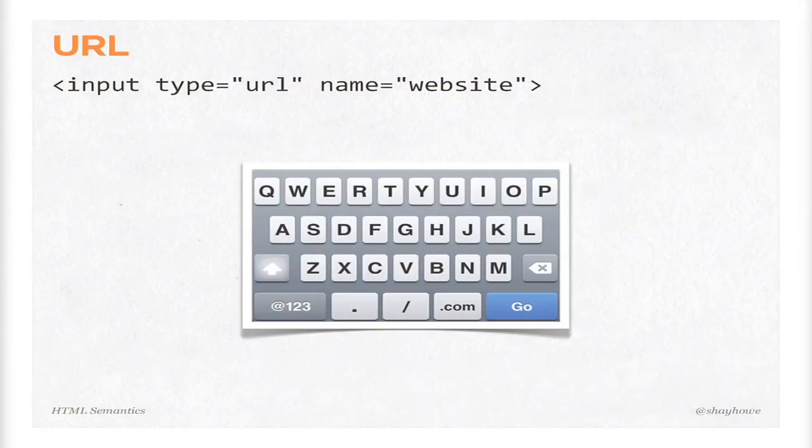We have input type of URL. And this sort of assumes the HTTP for you. So I could just put in shay.com if I wanted. And as you see here, I get the dot, a /, a .com. Again, you're providing value behind these meanings of these inputs, and you're also providing a bit more accessibility to users using these as well.